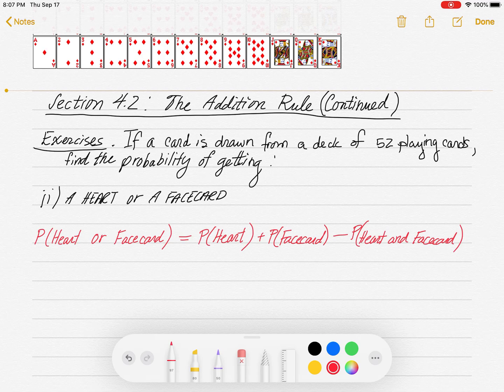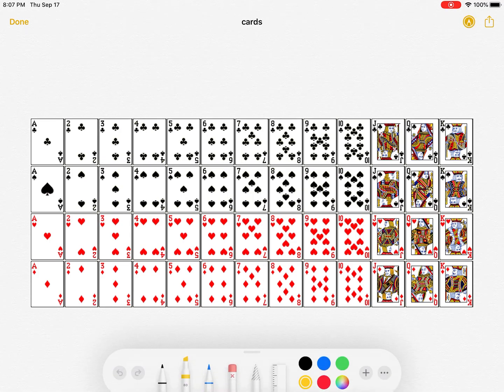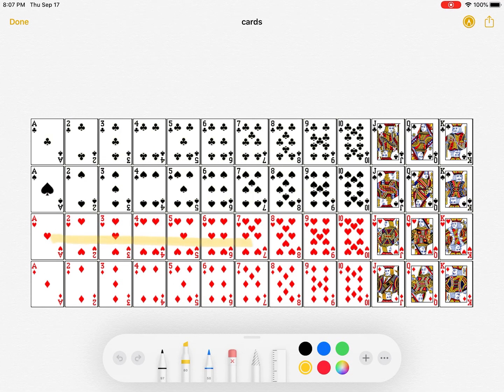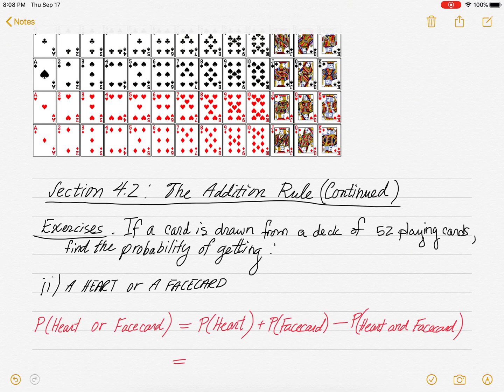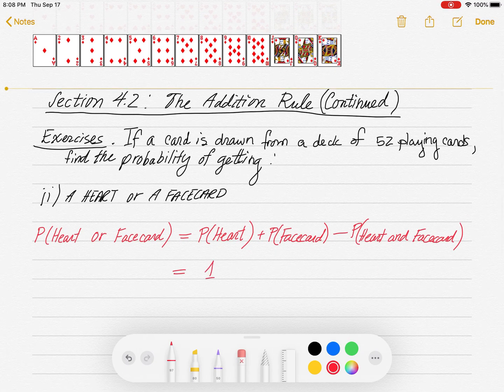Okay, so what about hearts, first of all? What's the probability of getting a heart? How many total hearts do we have? If you look here carefully, the hearts are these guys, right? There are 13 of those. So that's going to be 13 out of 52 for your probability of a heart. 13 ways to get a heart out of a total of 52 cards.